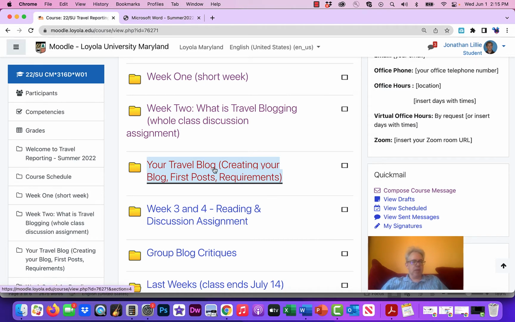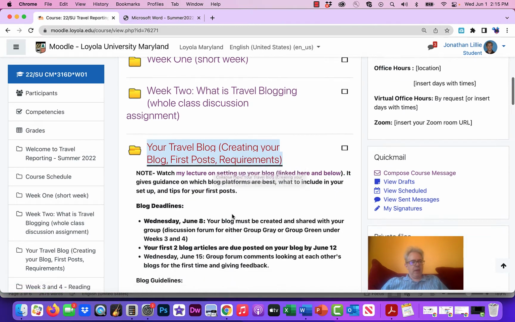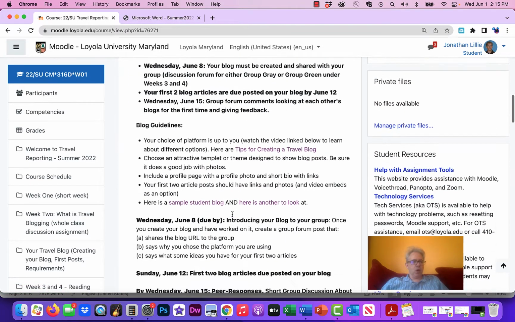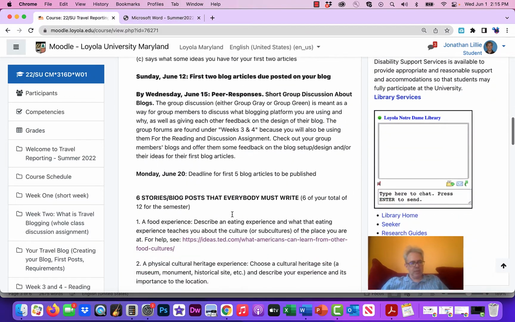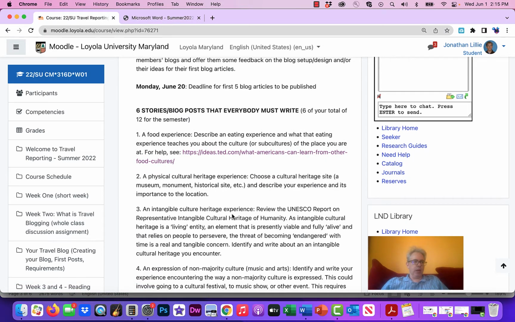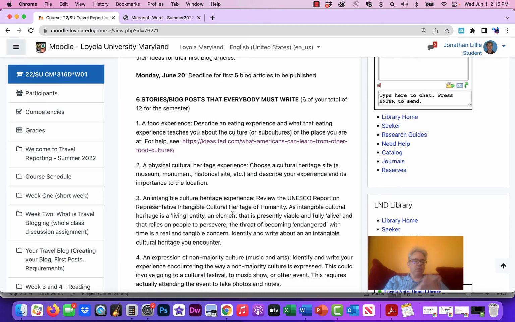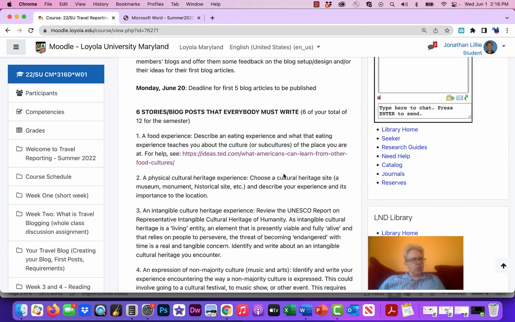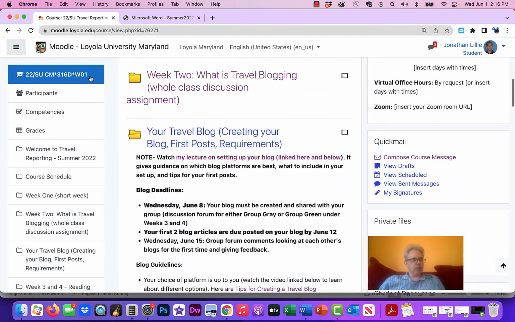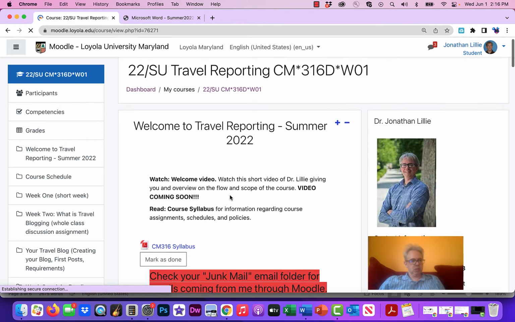Then you just kind of skip ahead to this, and it gives you the major deadlines and guidelines. And if you scroll all the way down, you will see that there's 6 required story types that you have to write about. Now, the requirement for the whole blog assignment itself is at least 12. And just to reiterate this, let me go back to the syllabus.